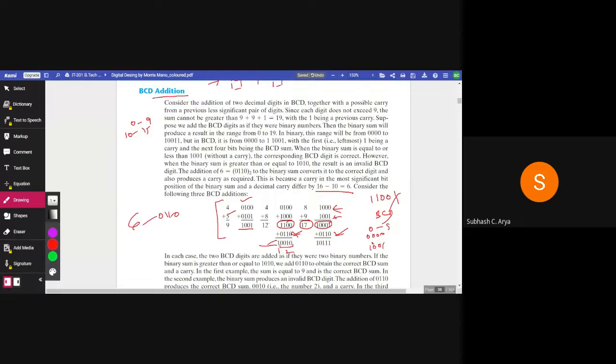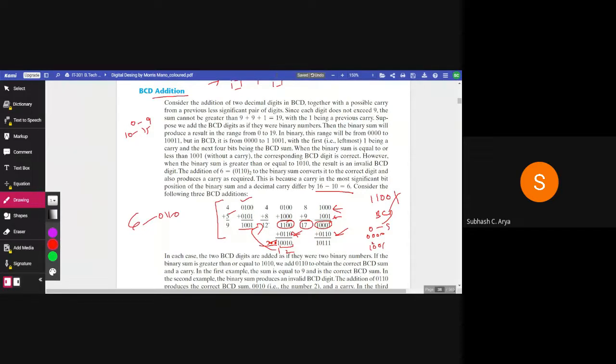That is why I wrote here 0010, which is nothing but 2, because BCD is represented with a group of 4 bits, that is called a nibble. So we have taken 4 bits, and the equivalent decimal number will be 2, and this is 1. You can put here 0, no problem. So this is 0001, so it will be 1 and 2, and 12 is the correct answer.